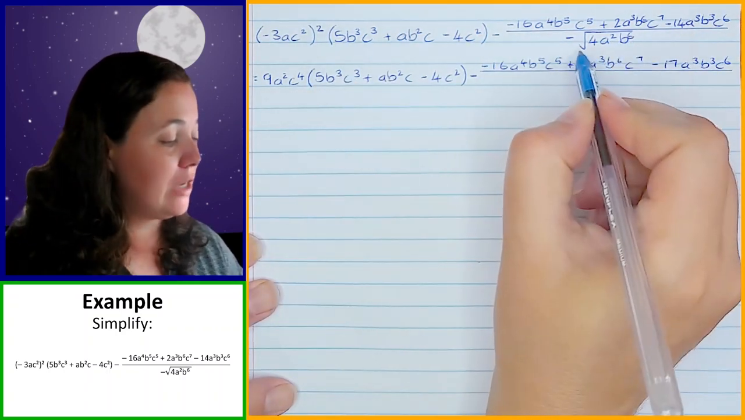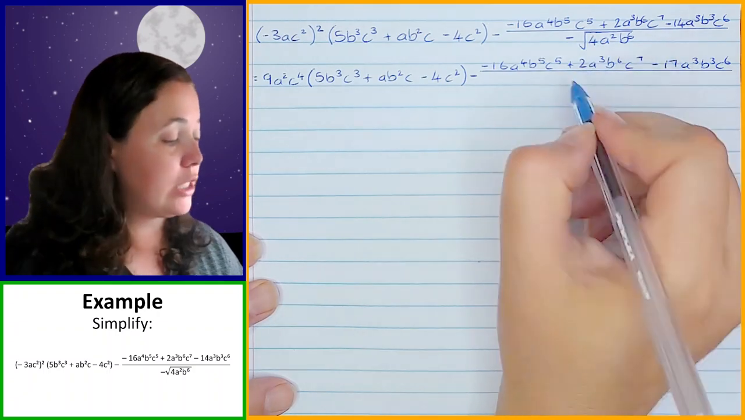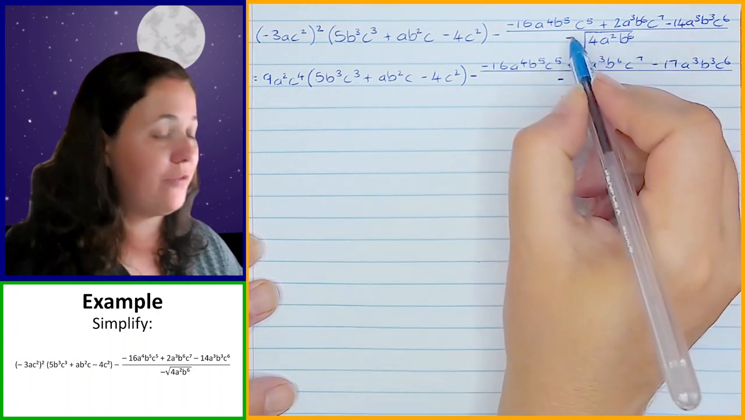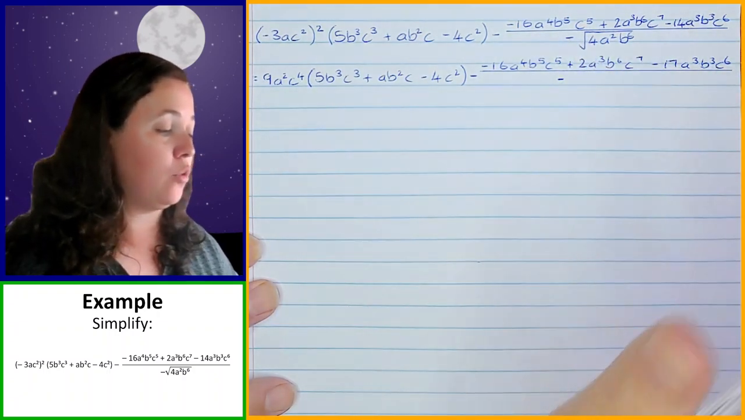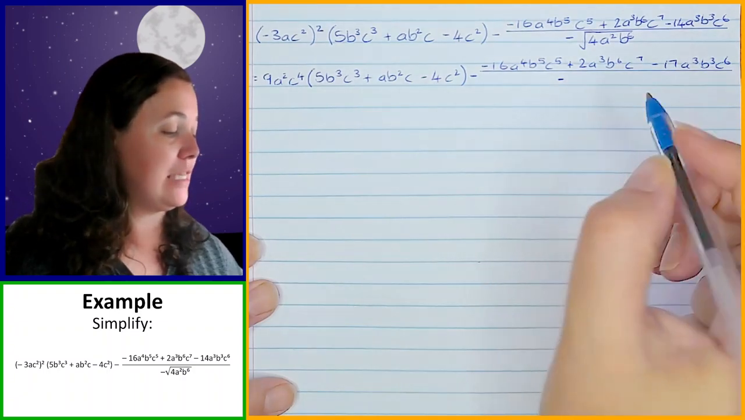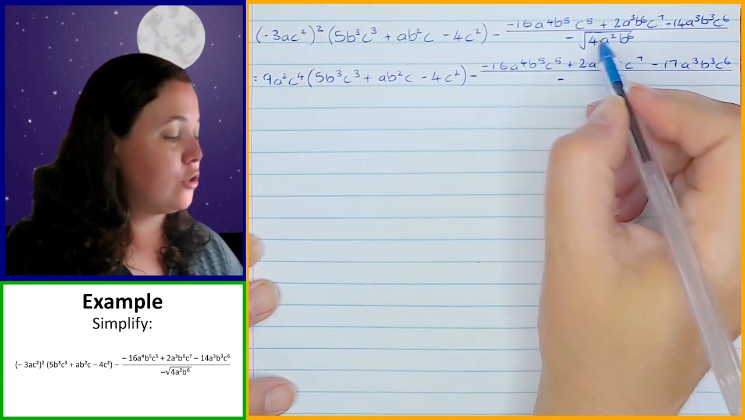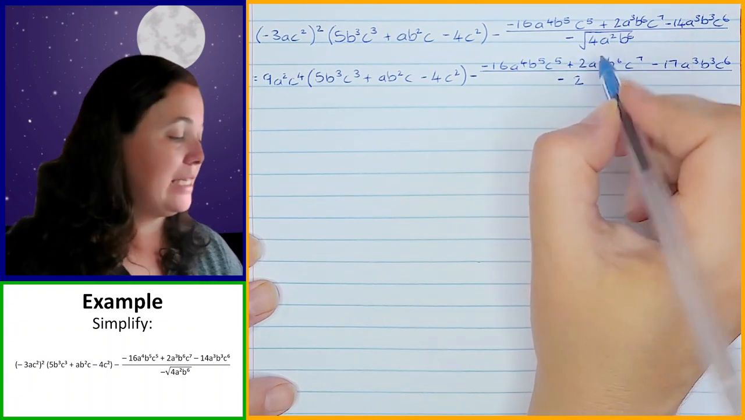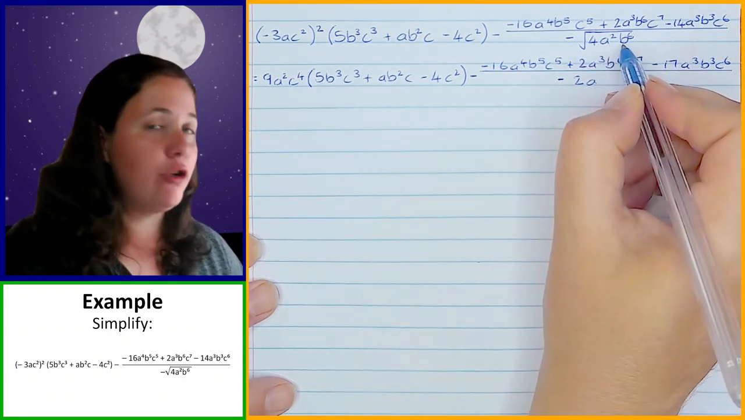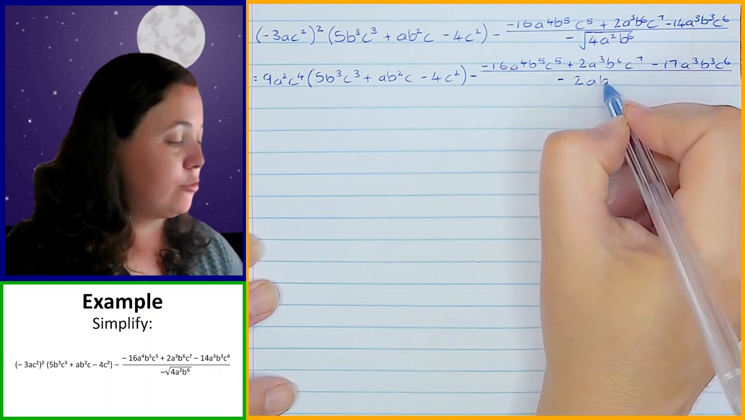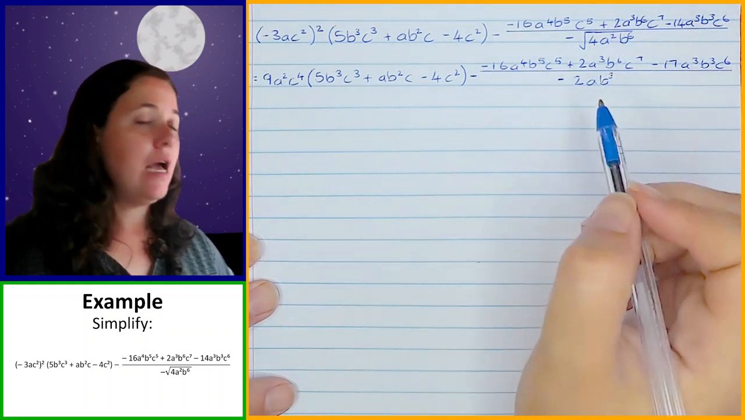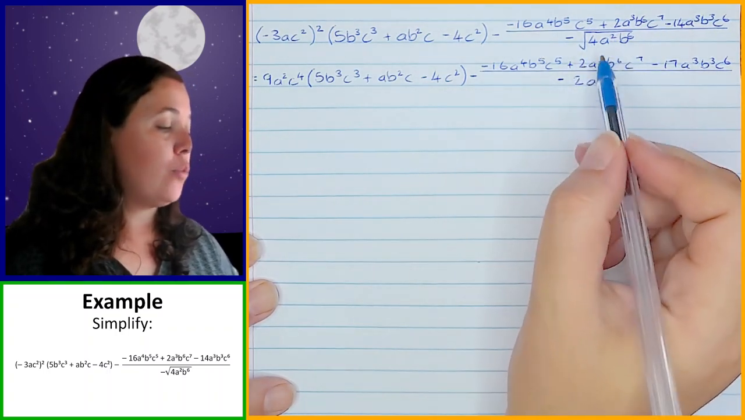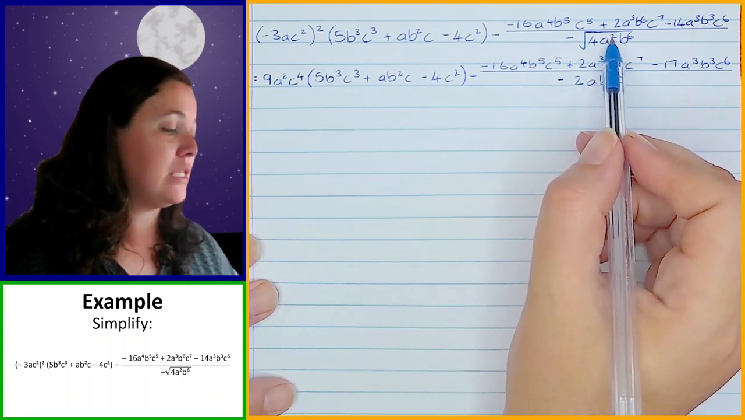So I've got negative. Now over here, the negative is going to stay negative because it's not being affected at all by the square root. So I don't have to worry about it. It just stays as it is. Then I've got the square root of 4, which is 2. The square root of a squared is a. And the square root of b to the power of 6 is b cubed. Remember, we are using our rule over here that where you have a root, we divide the exponent by the root.